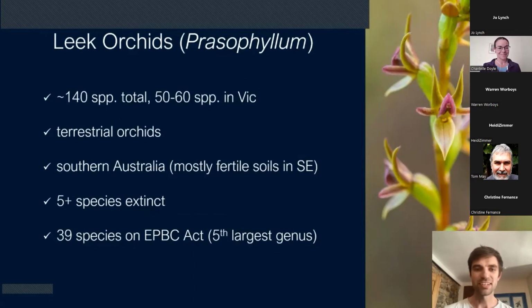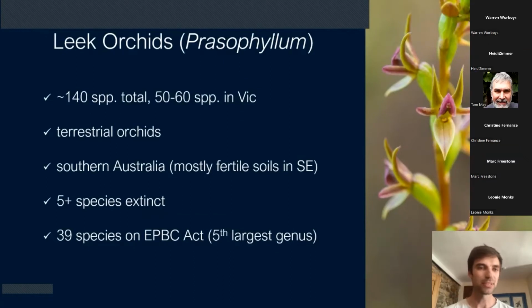Prasophyllum can seem like a kind of niche study species, but to talk them up, they're the third largest genus of orchids in Australia, so about 140-ish species in total, 50, 60 species in Victoria, depending on your taxonomy. And their centre of diversity seems to be fertile soils in the southeast of the country. So that's where a lot of their habitats have experienced a lot of agricultural impacts. And so it's no surprise that there's a lot of threatened leek orchids. We've already lost a couple of species to extinction probably.